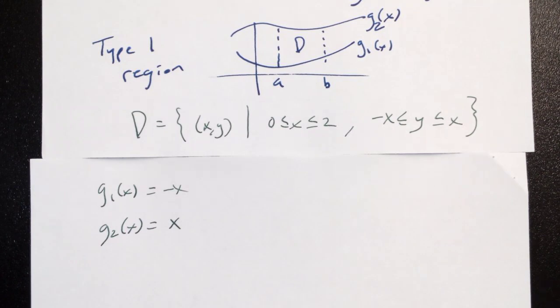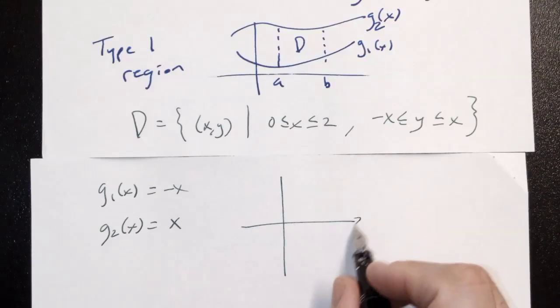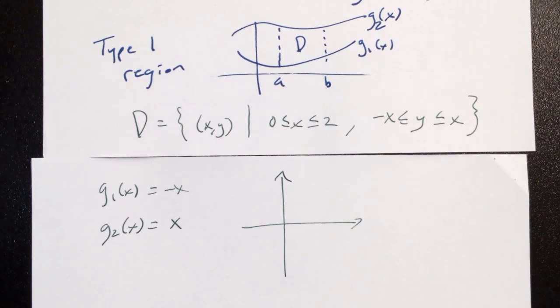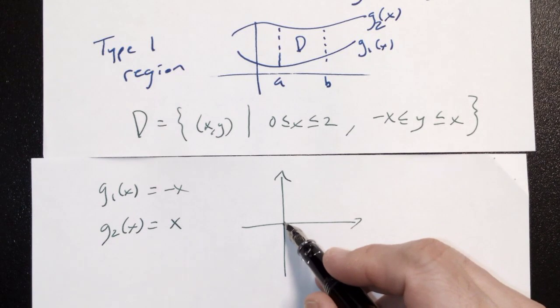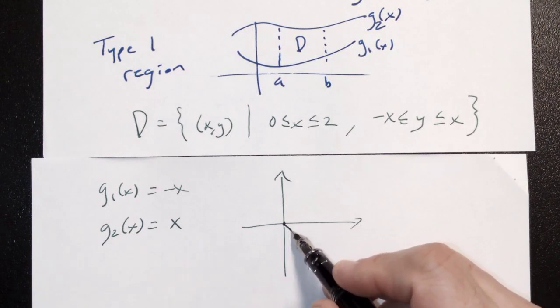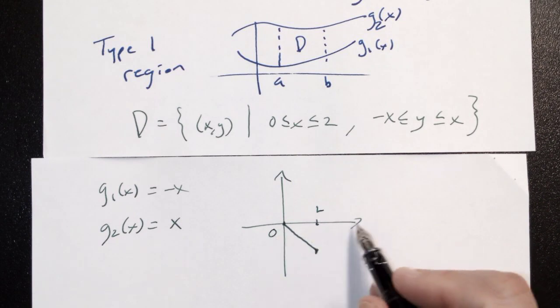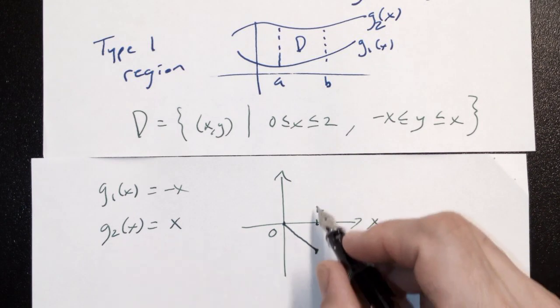That's y equals x, y equals minus x. Okay, great. Now, specifically, I only want the parts of those lines between 0 and 2. So the line y equals minus x has a slope of -1, but I only want to start where x is 0, and I only want to go to where it's 2 along the x-axis. Similarly, with this line, I only want to go from 0 to 2.